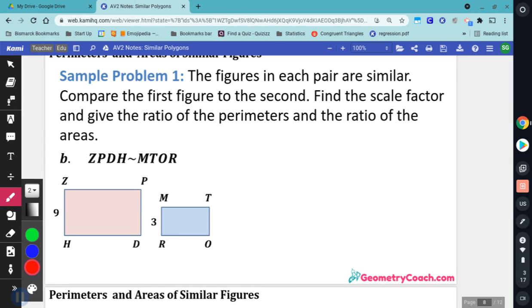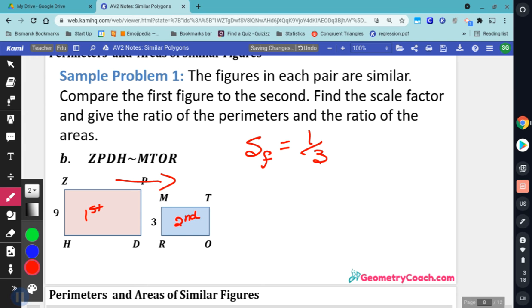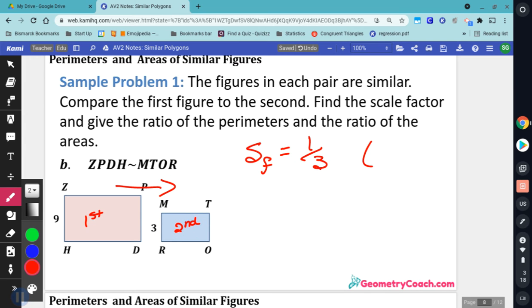Alright, in this rectangle, compare the first figure to the second figure. First, second, so we're going this direction. Find the scale factor. Okay, so scale factor, we're going from 9 to 3. 1/3. 9 times 1/3 equals 3. And if you're thinking old over new, it's 3 over 9. Okay, ratio of the perimeters.